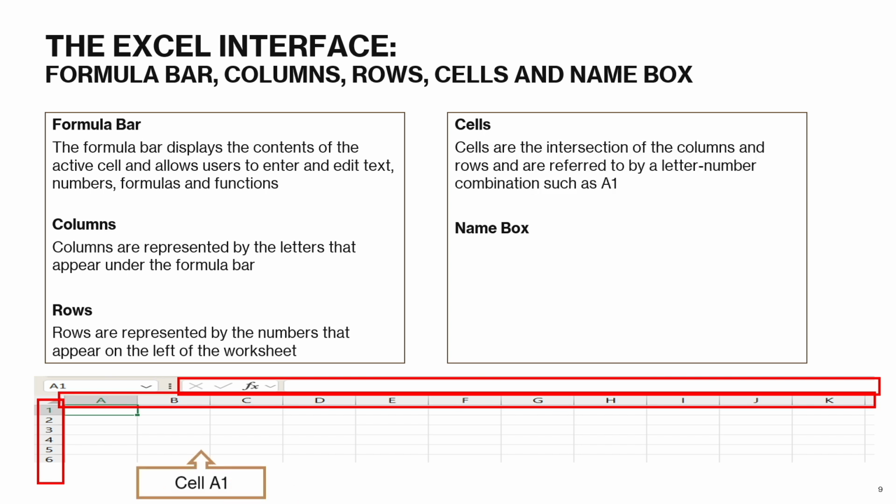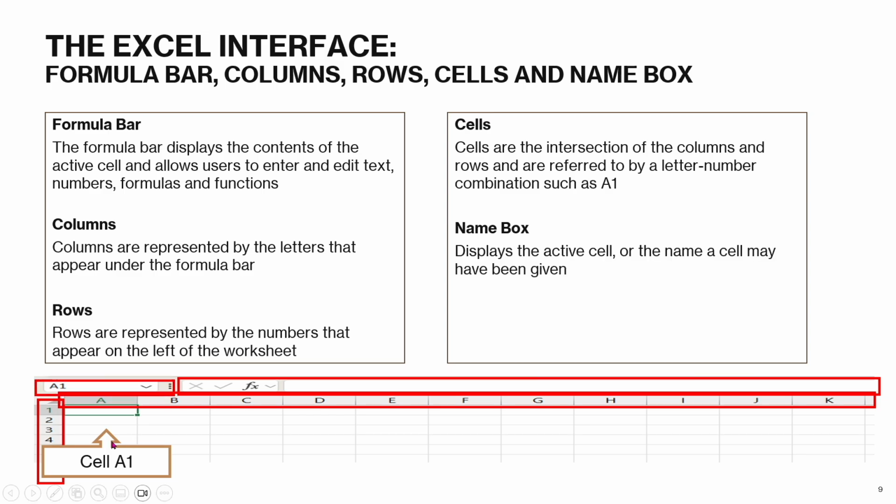And then the intersection of your columns and rows are what's called a cell. And a cell is referred to by a letter number combination, such as A1. The name box right above column A here displays the active cell. So in this case, because we are, as you can see by that frame, in cell A1, that's what you see in the name box.